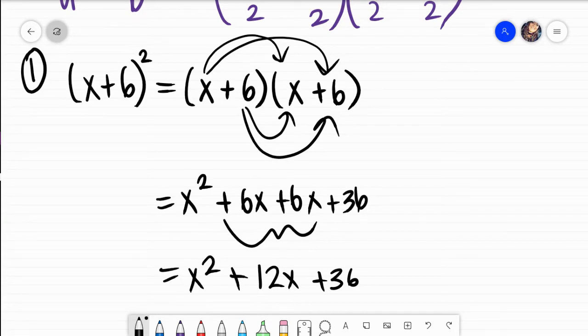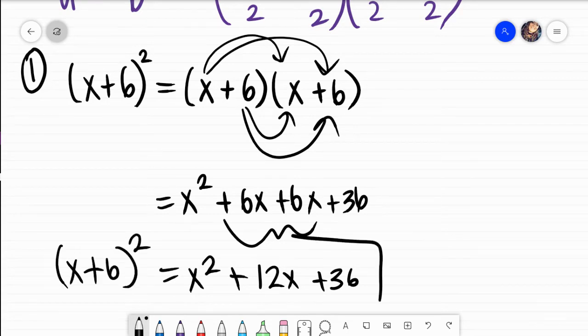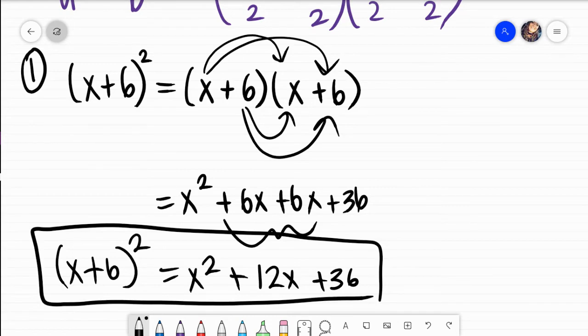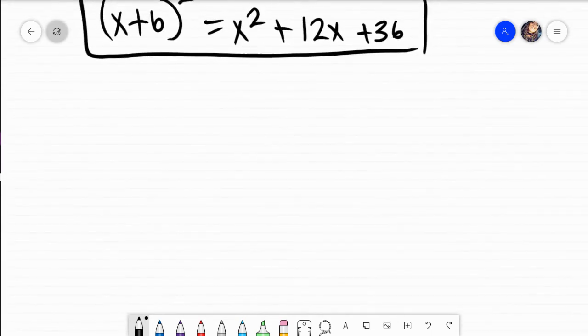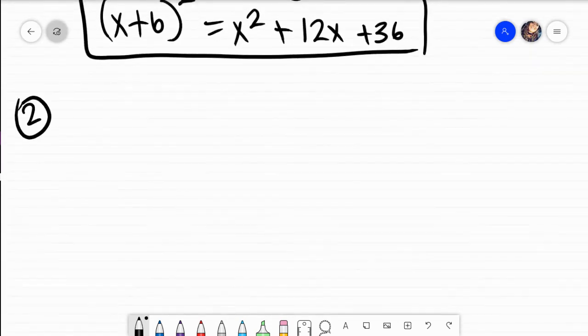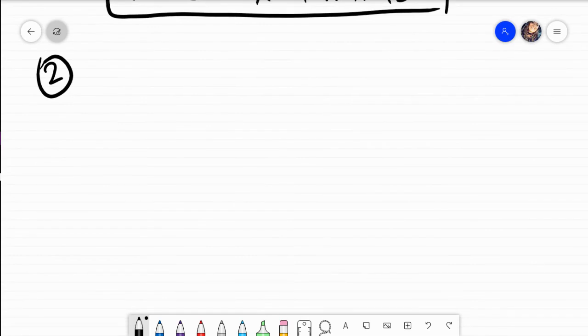Because x times x is x squared, keep and add. 6 times x is 6x. 6 times x is 6x. 6 times 6 is 36. Combine like terms. So if I have the factor x plus 6 being squared, that is the answer to it. Make sense? Okay, let's do the second problem.